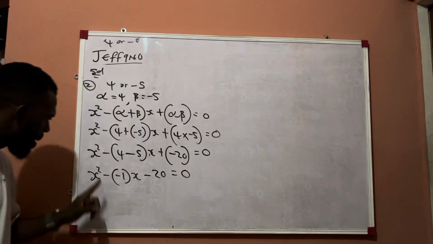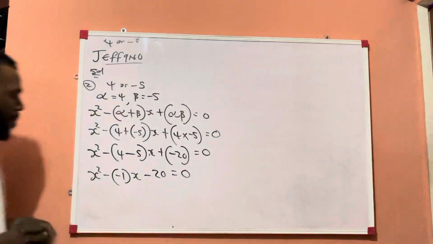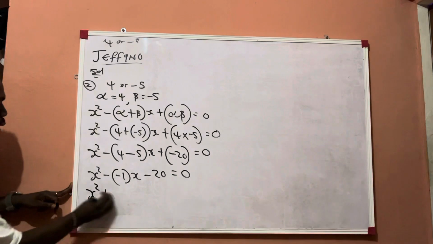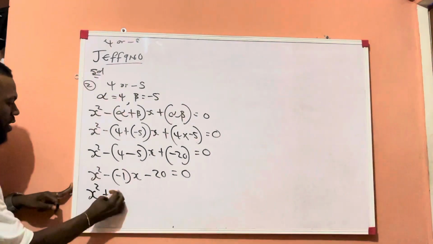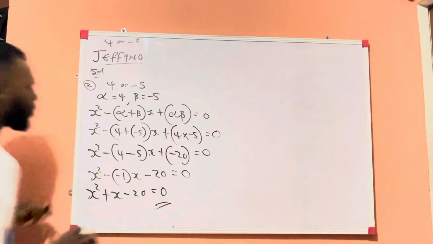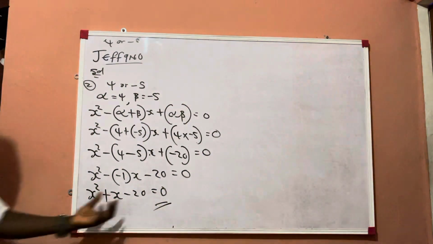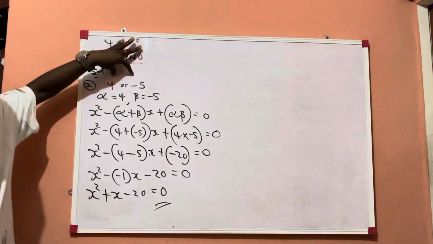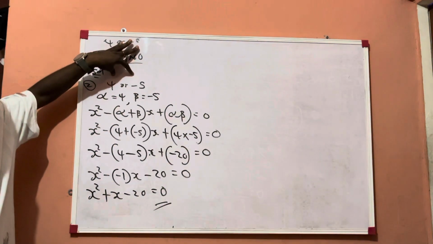Class, what do we do next? Minus times minus is plus. So what do we have? x squared plus 1 times x will give us x, followed by what? Minus 20 equal to what? 0. Class, this is the quadratic equation you will get when you solve using these roots, 4 or minus 5.